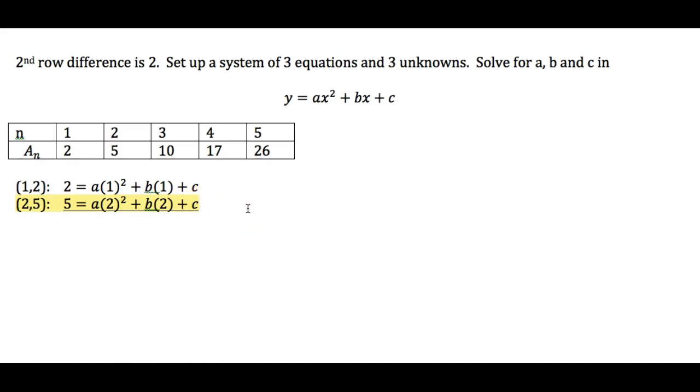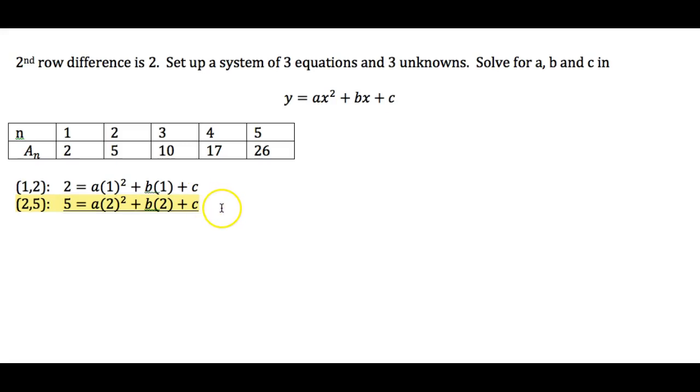Now we're going to use elimination of one of the variables. These have a different coefficient, these have a different coefficient. C has the same coefficient, so I just have to subtract the two equations in order to eliminate the c. I want to break this down: 3 equations, 3 unknowns, down to 2 equations, 2 unknowns. Once you get 2 equations, 2 unknowns, then you can solve for one of the variables. So that's what we're doing.